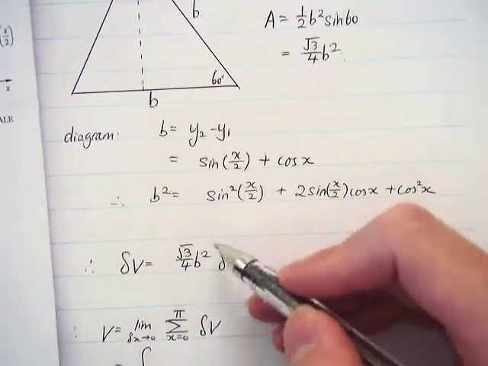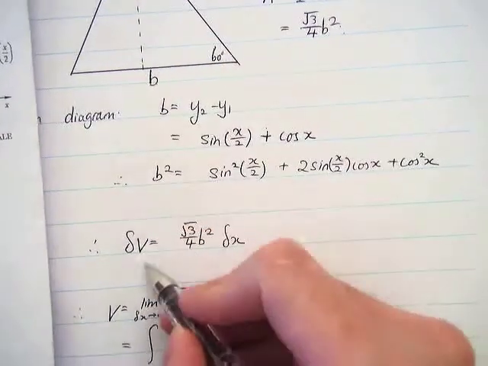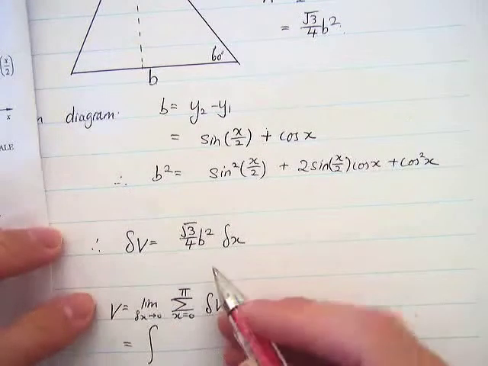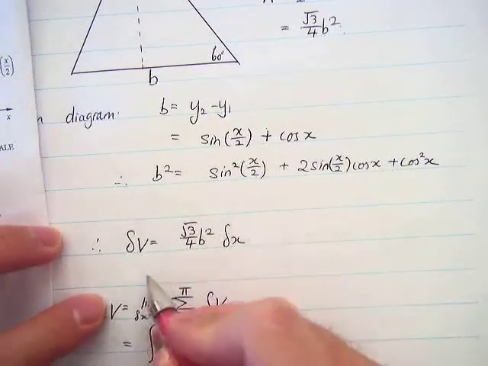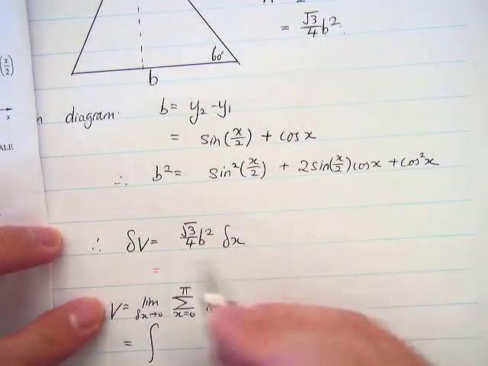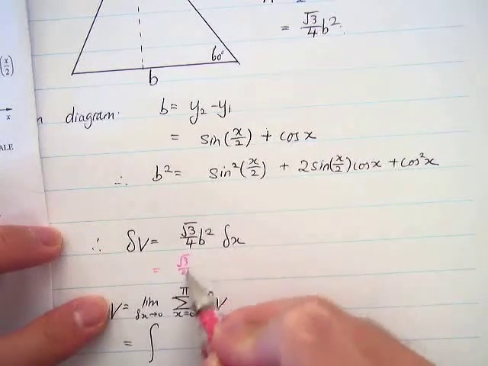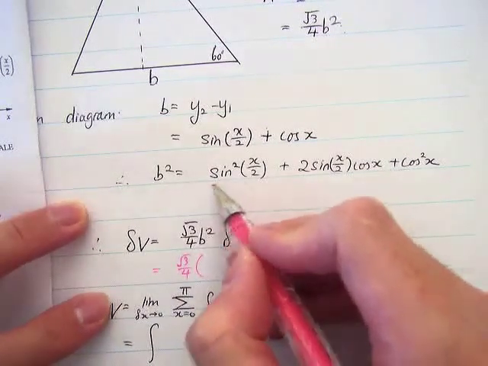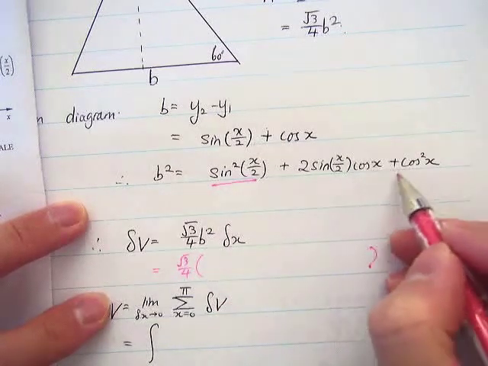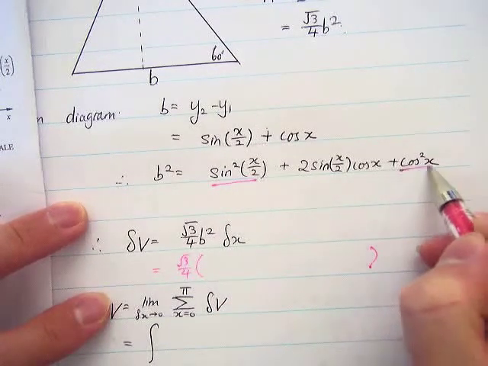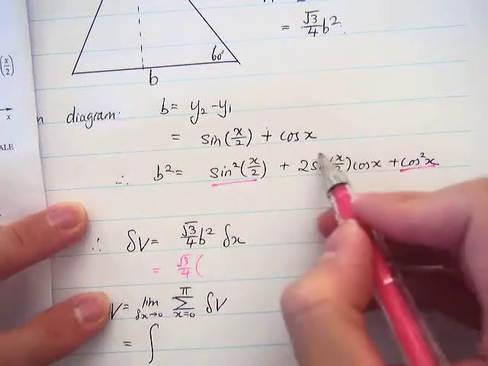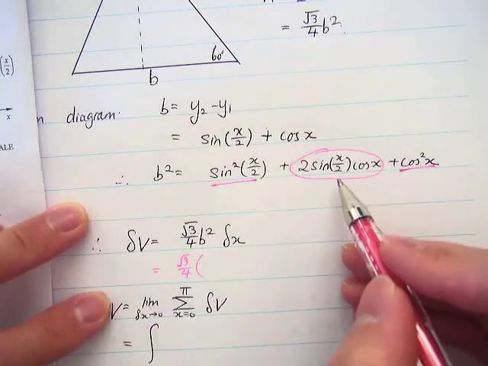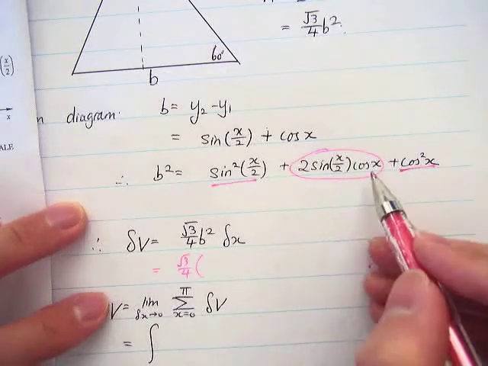And of course, we have to set out our working using delta V, delta V equals root 3 on 4 b squared delta x, followed by how you would actually write out all of this. Now, unfortunately, this is easy to integrate. It takes a little bit of effort, but it's not hard. This part is difficult because this is not the double angle formula for sine, because the angles are different.